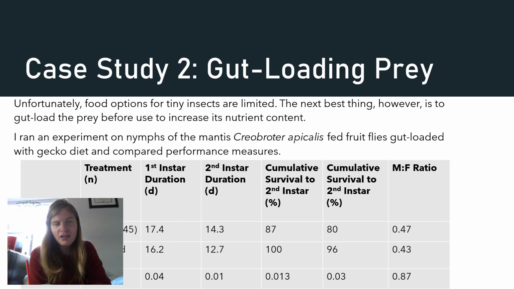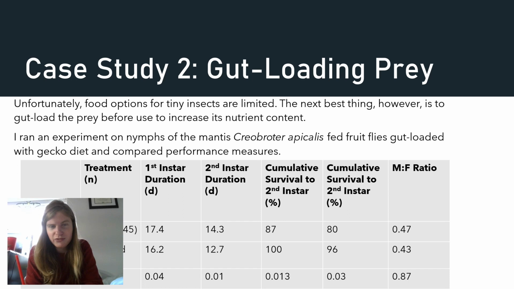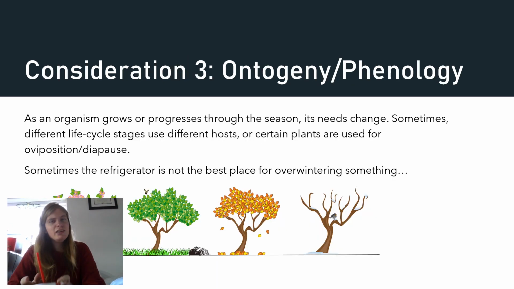And as you can see, the only thing that's non-significant is the male-to-female ratio, which tells us that the first and second instar durations from the gut-loaded group were significantly faster. The higher survival to the second and third instar in the gut-load group was significantly higher. So prey nutrition is important for predator nutrition. And finally, ontogeny and phenology.